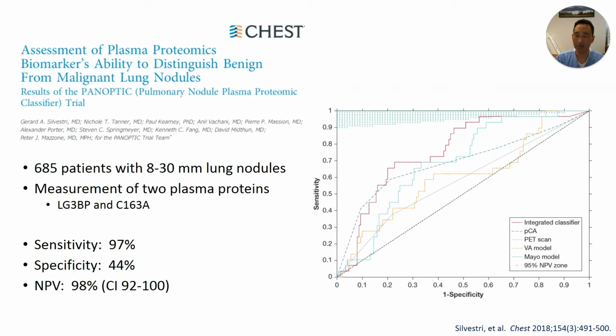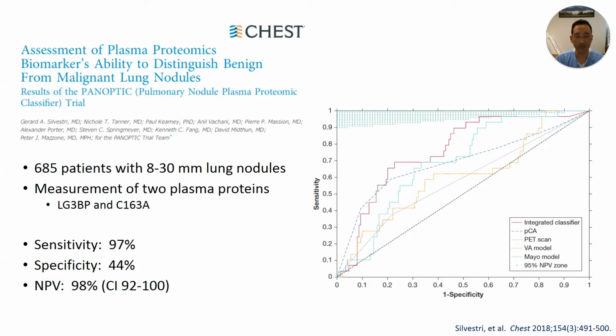Now, along similar lines is this study. This is a proteomic study coming from plasma proteins. So this is a blood test. And they looked at 685 patients with intermediate risk lung nodules. And they looked for these two different plasma proteins. And what they were able to show was that this proteomic biomarker had a sensitivity of 97%. And as a result, had a very high negative predictive value of 98%. Specificity was not very good.